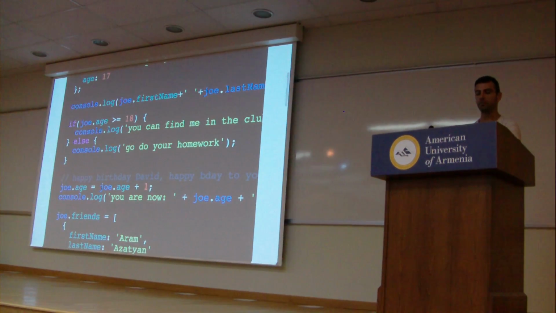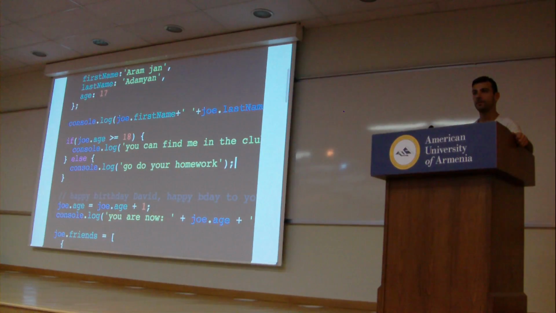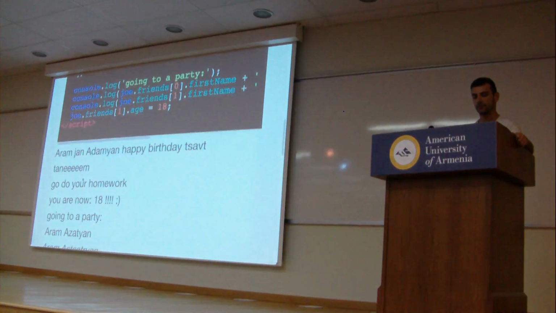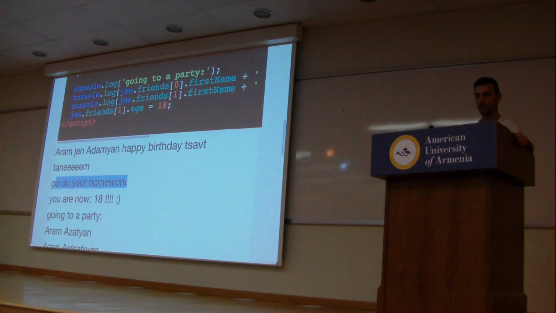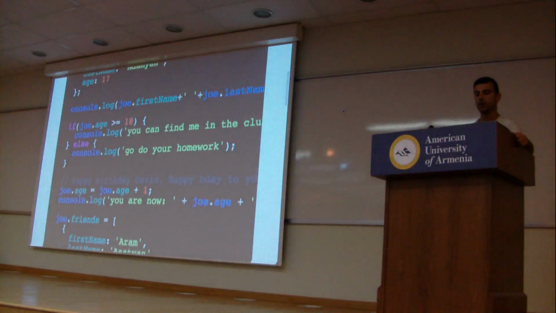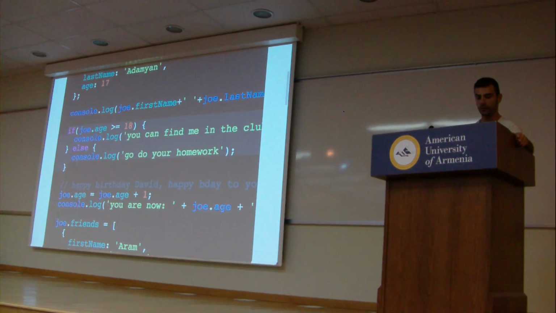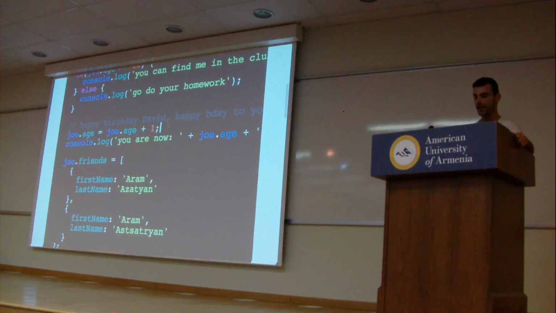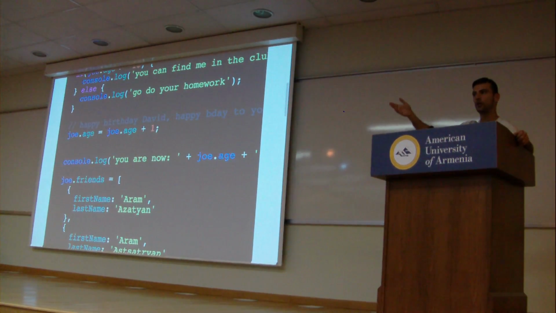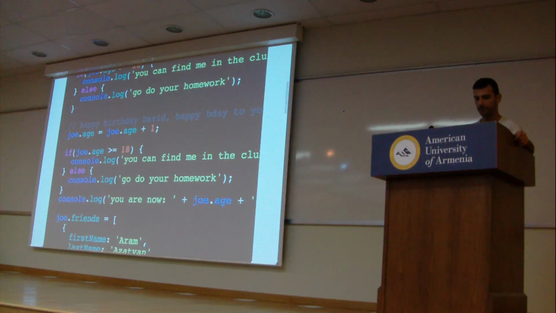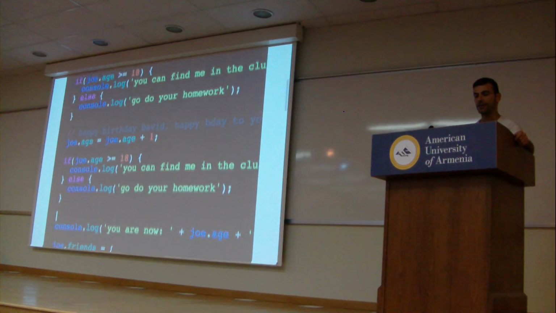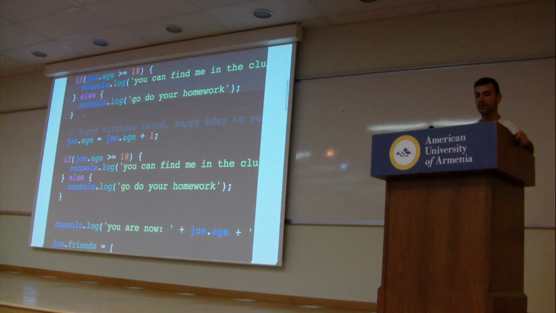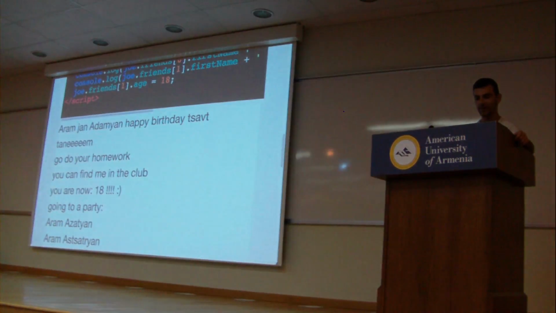Okay. So, when he was 17, what would happen in this condition? He would go home. Go do your homework, this one. Right? Okay. So then, if we copy this code and move it down here after we increment his age, after we update his age by 1, he can go to... so what? Because here he's 17, so he can go do his homework. Then, birthday, and you can find him in the club. There it is.